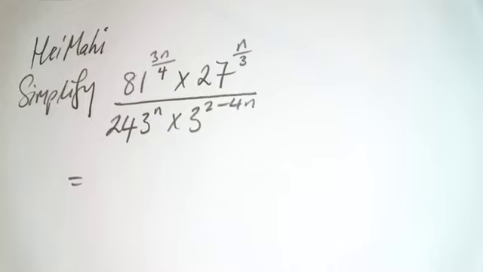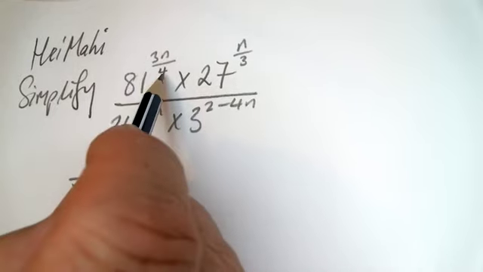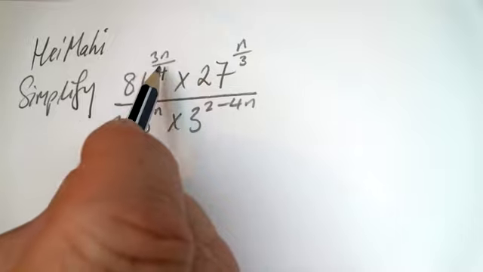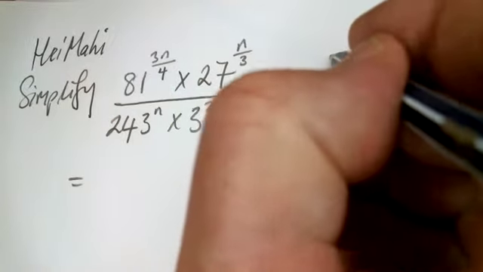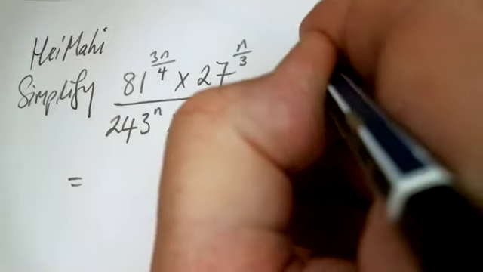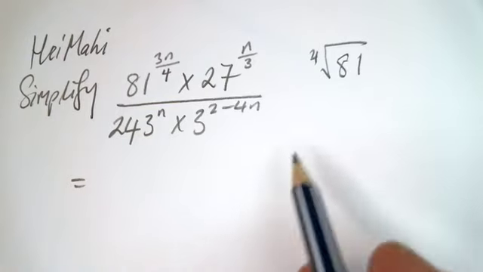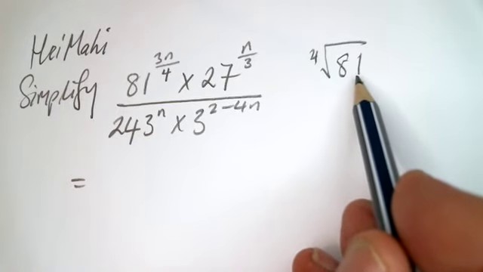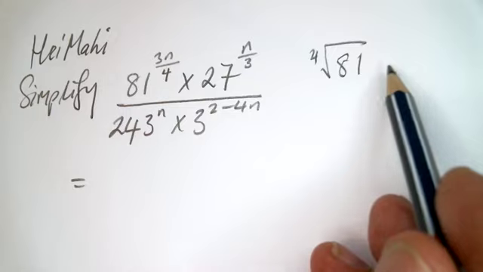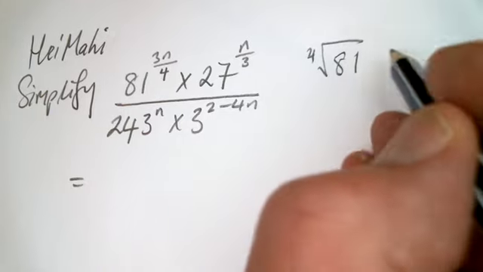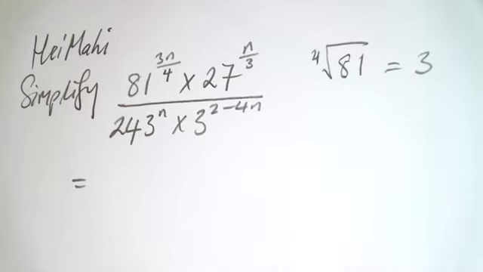The first thing that I want to resolve is on the top. I've got 4 on the bottom. That means the fourth root. That's like saying the fourth root of 81. In other words, what number times itself 4 times is 81? Well, that's 3, because 3 times 3 times 3 times 3 is 81. So that's the first thing I'm going to do.